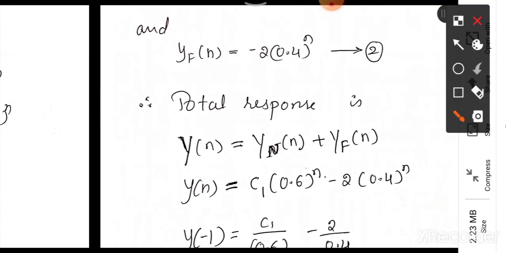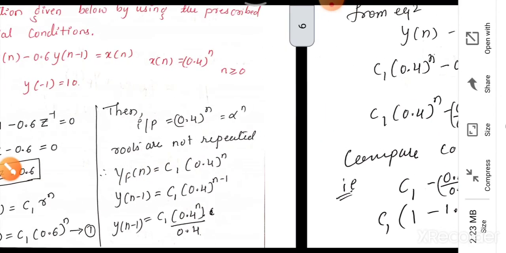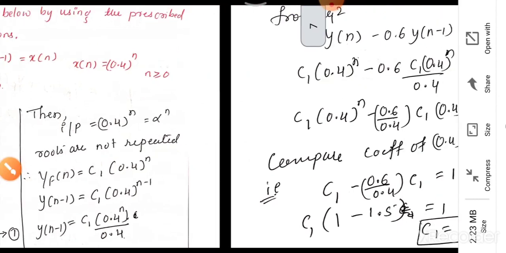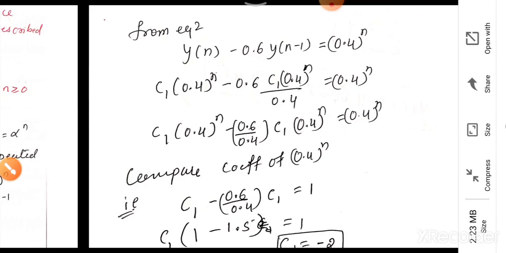Therefore, please don't get confused with the C1 of the forced response and the C1 of your natural response. Both are different. If you are getting confused, you can take this as C1n or Cn1, the natural response constant, and this you can take as CF1, the forced response constant.